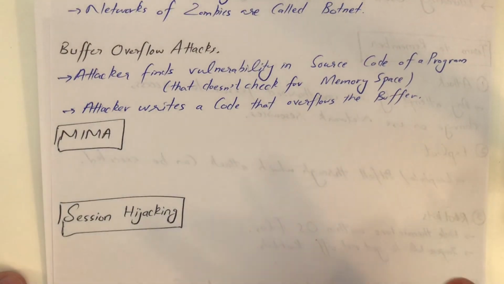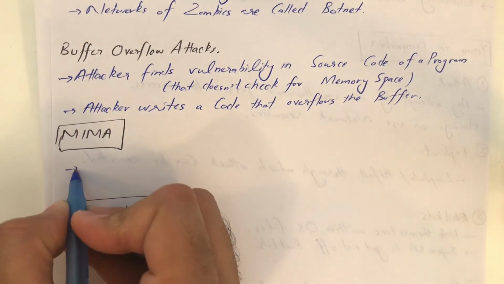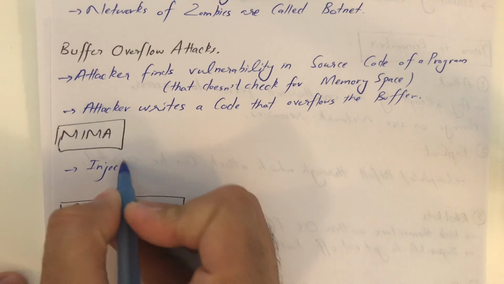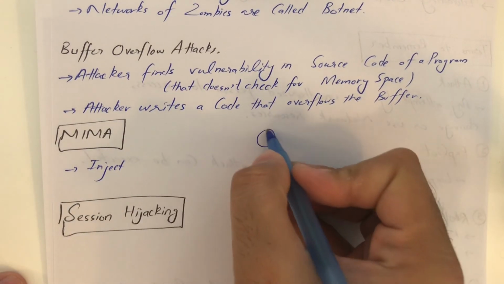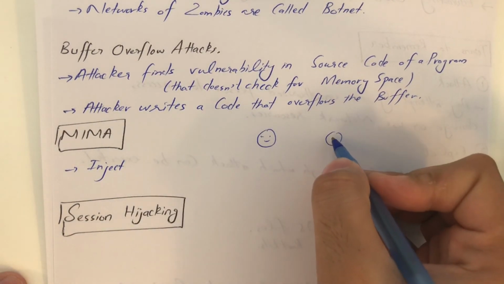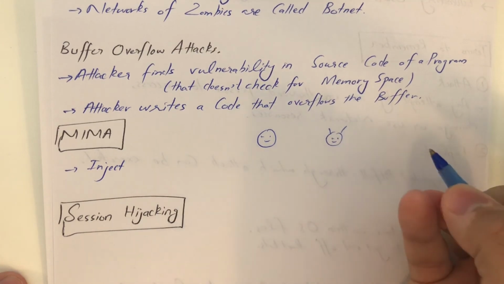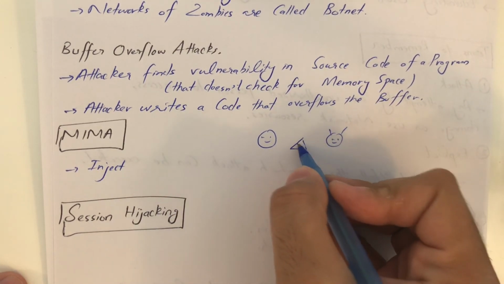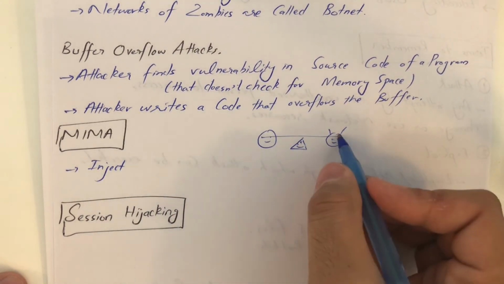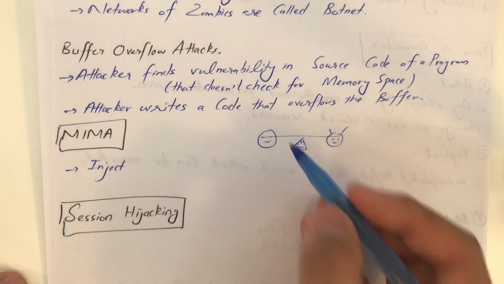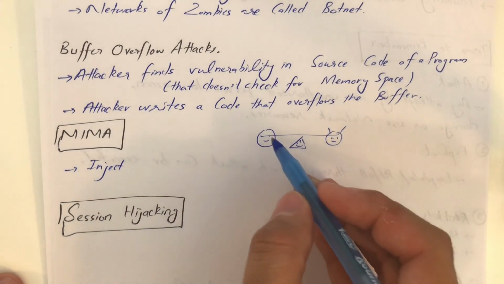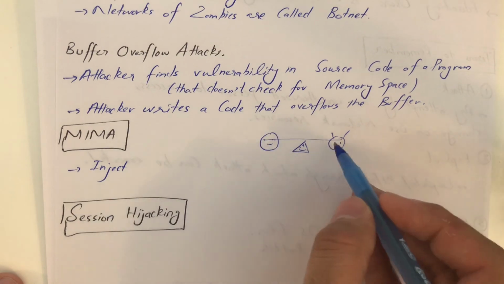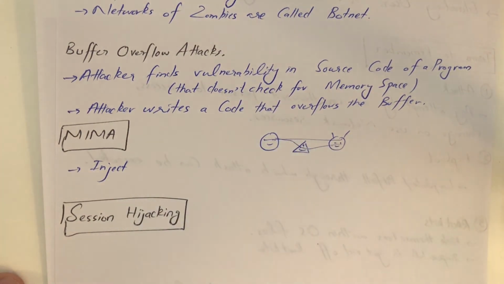Then the man-in-the-middle attack. A man-in-the-middle attack is where the attacker, let's say this is the sender and this is the receiver, implants itself between these two parties. So in a man-in-the-middle attack, whatever the sender sends to the receiver goes through the attacker.